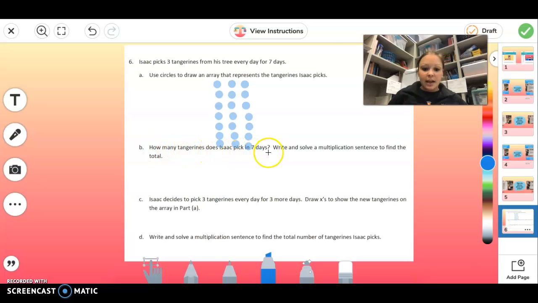How many tangerines does Isaac pick in 7 days? Write and solve a multiplication sentence to find the total. Well, I know I have 3 rows. I'm sorry, not 3 rows. I have 7 rows times 3 columns, 1, 2, 3. And I have to figure out how much that is. So I'm going to group count by 3s. Count with me. 3, 6, 9, 12, 15, 18, 21. So 7 rows of 3 gives me 21.